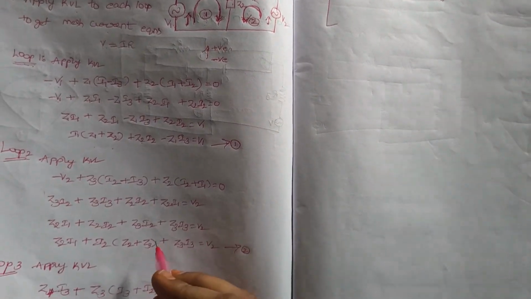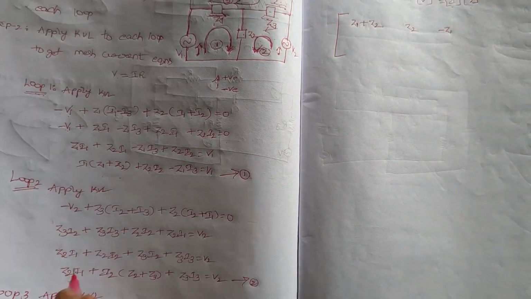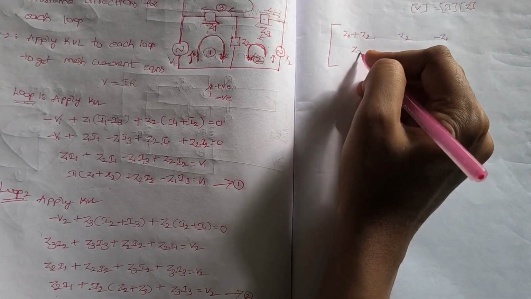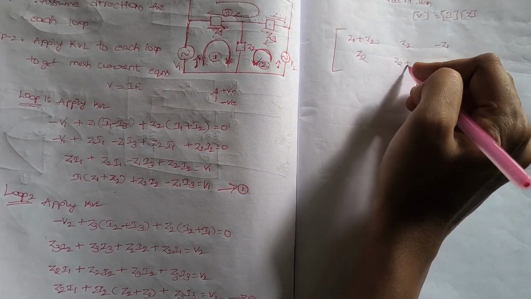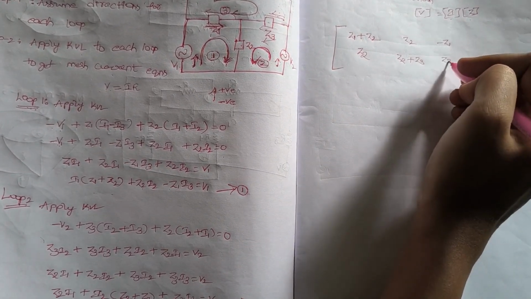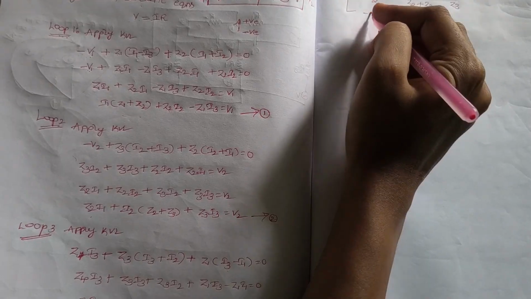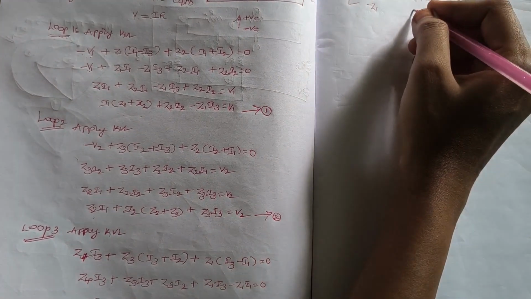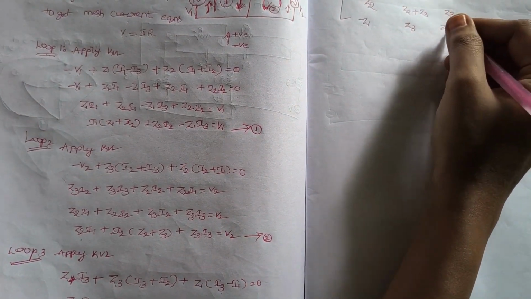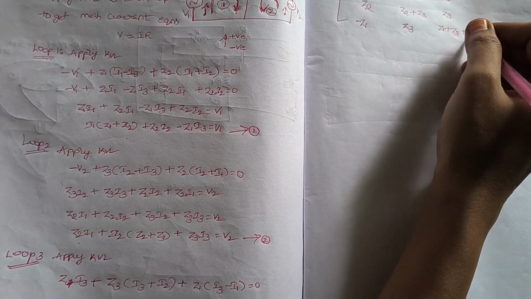Next equation 2. In equation 2, first we have to write Z2. Next is Z2 plus Z3. Next Z3. In the next equation, first we have to write minus Z1. So I am writing minus Z1. Here Z3, so Z3. Next Z1 plus Z3 plus Z4.